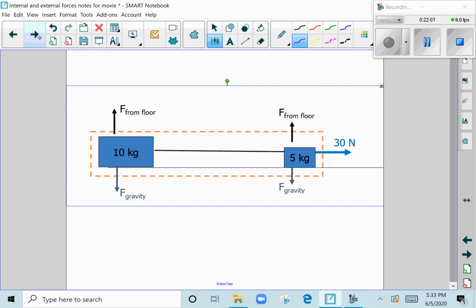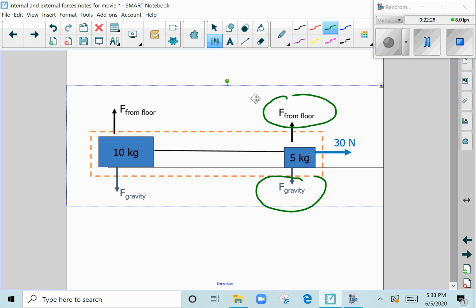In this particular case, since the blocks are going to be moving across the flat floor, the force of gravity pulling down on the block and the force of the floor pushing up are actually going to be equal in magnitude. That's because the block is going to be moving in a straight line. However, these forces don't have to be.